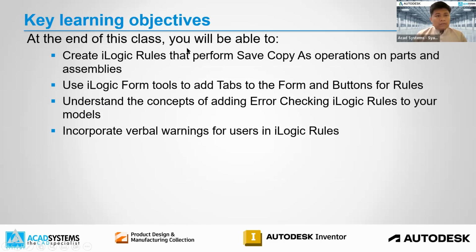Over here we will go through our objectives. First, we will learn how to change dimensions. The second one, how we activate or deactivate certain features in Inventor. Then we will go directly to Save Copy As, which I believe is already in Inventor itself. We will also create forms, tabs, and buttons for the rules. All related to iLogic, we will learn in this 30 minutes.